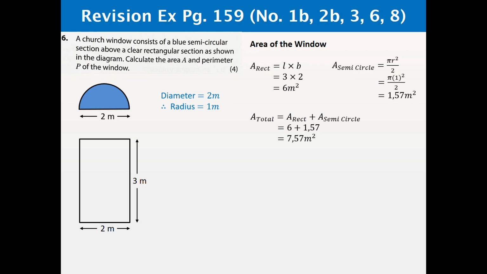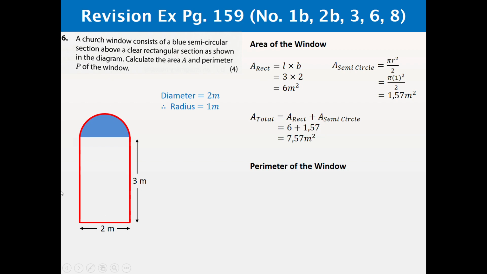So I've calculated the area of the window. Now I need to calculate the perimeter. So I'm trying to calculate the perimeter, so I'm going to put them back together. My perimeter, remember, is only the outside of the shape. So if I trace it, it's only the red part. That's what you're trying to calculate.